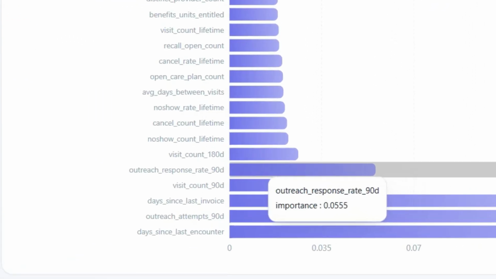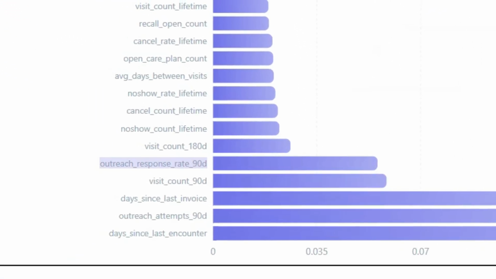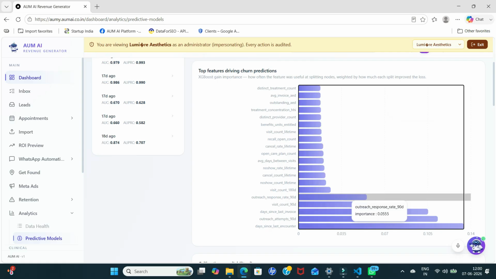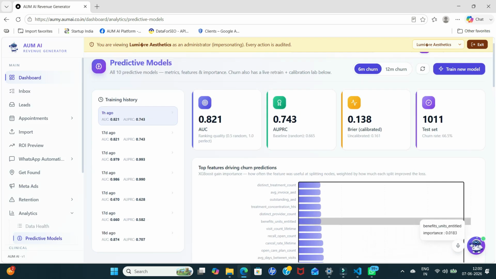Engagement degradation, not just whether they replied, but the trend across their last 3 outreach attempts. So a patient who replied once and went silent is very different from one who never responded at all. Two features are deliberately absent here. One is age and gender, because they need to be protected and are stored for fairness auditing. So they are computed at runtime, however, they are not used for training.